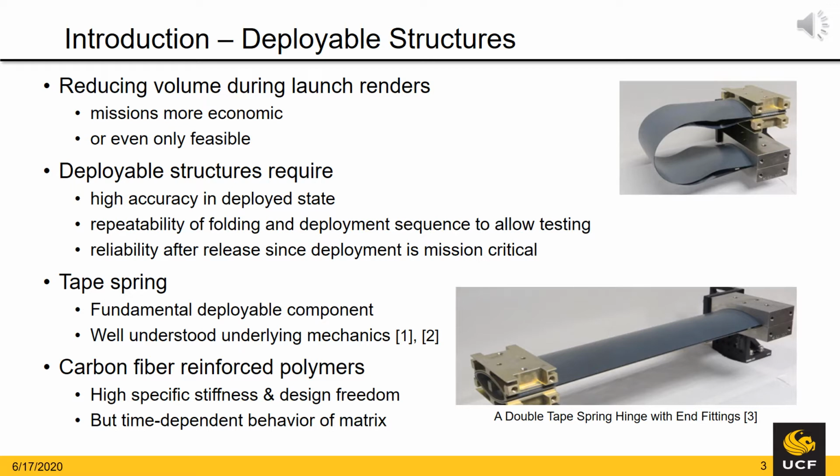Early tape springs were manufactured from stainless steel or copper beryllium, whereas the focus of ongoing research lies on tape springs manufactured from carbon fiber reinforced polymers. These materials often offer a very high specific stiffness and allow tailoring the mechanical properties by layout variations. However, the polymer matrix introduces a time-dependent behavior of the mechanical properties, which is known as viscoelasticity.